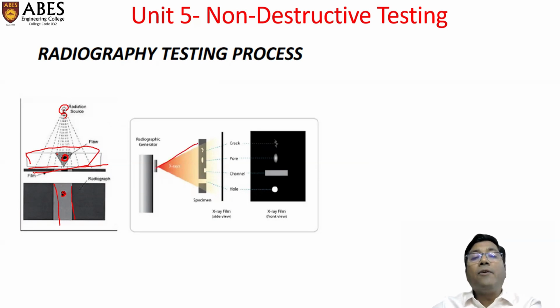Here also is the radiography generator, and suppose there is a crack inside this surface, or there is a pore inside the surface, a channel inside the surface, and a hole inside the surface. This can be projected here on the X-ray film. After development it is like this. The crack will be seen like this. The pore will be seen like this. And the channel, we can assess where the channel is and how much is its length and width. And also the hole, the size of the hole can be ascertained on the film.